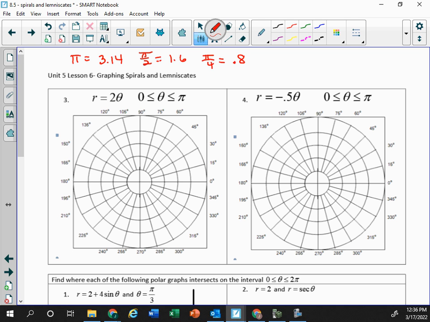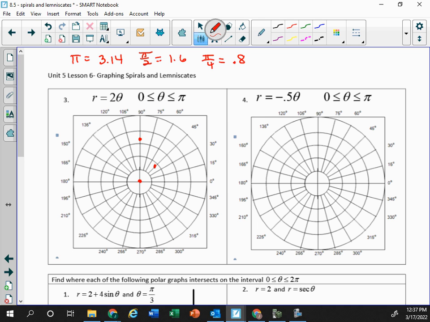All right, guys, let's go through these. So for number 3, you're just taking 2 times each theta value. So 2 times 0 is still 0. When I plug in pi over 4, what do I actually get as my answer then? Yeah, the 1.6, right? So I'm going to go out to 1.6 when I'm at pi over 4. What about when I'm at pi over 2? Where do I go? Yeah, 3.14.